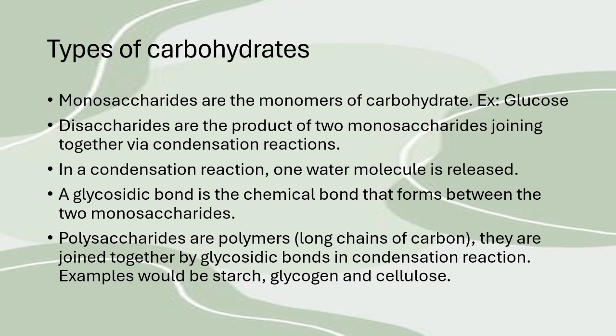Disaccharides are the product of two monosaccharides joining together via condensation reactions. In a condensation reaction, one water molecule is released. A glycosidic bond is the chemical bond that forms between two monosaccharides. So basically, a disaccharide has a glycosidic bond between them, to put things into perspective. And moving on, polysaccharides are polymers, which are basically long chains of carbon. They are joined together by glycosidic bonds in condensation reactions. And examples would be starch, glycogen, and cellulose.